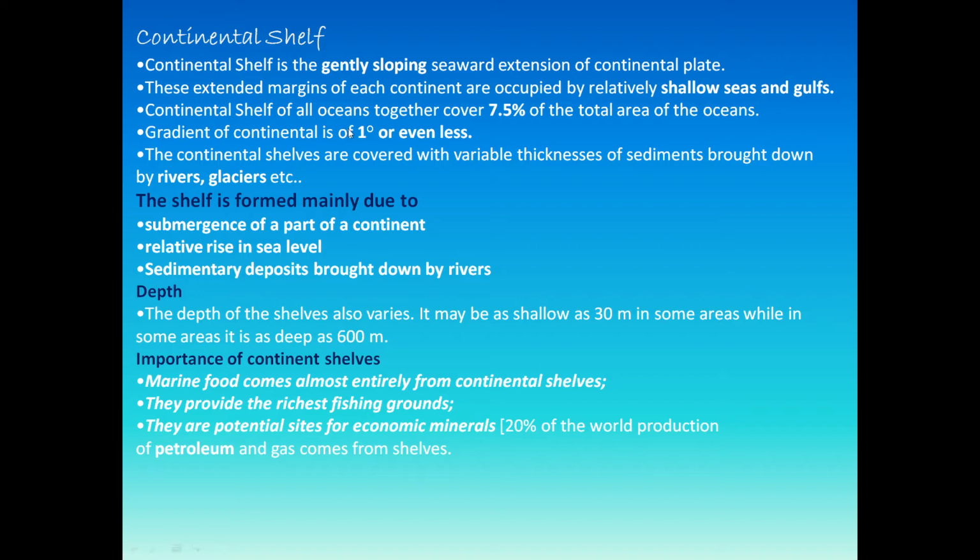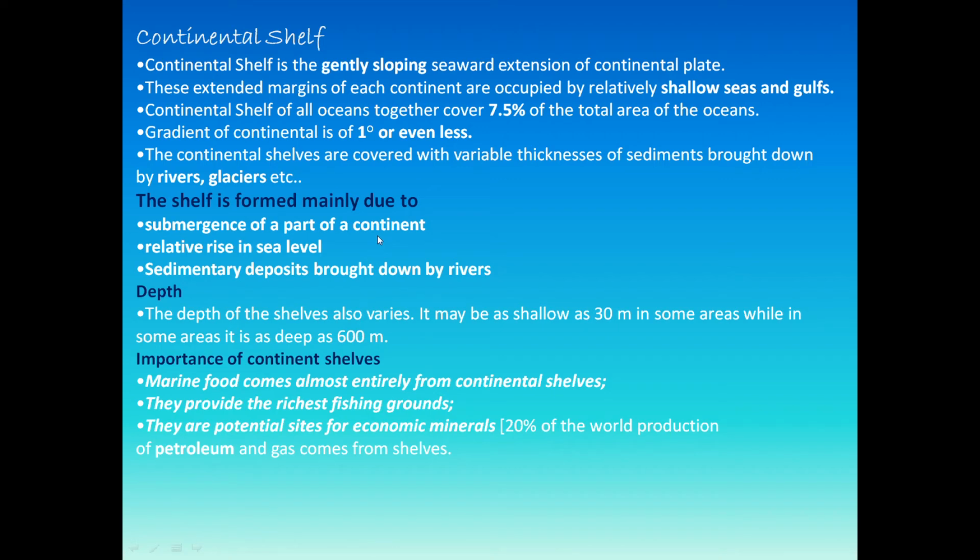The gradient, that is the slope, is just 1 degree. From the base, it is just a 1 degree slope. That is why it is not deep and it is shallow and we can go and enjoy in this area. Continental shelves are covered with variable thickness of sediments brought down by the rivers and glaciers. So rivers and glaciers coming into this area bring some kind of sediments which are deposited in this area. Submergence of a part of a continent is how it is formed.